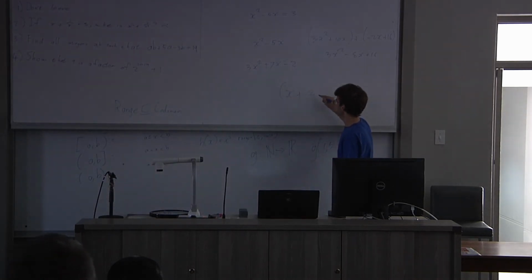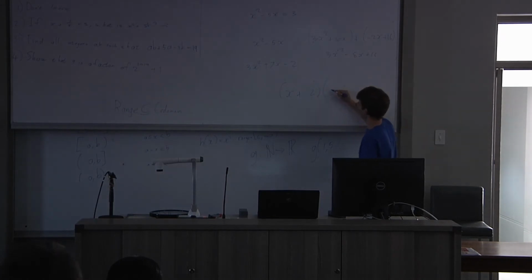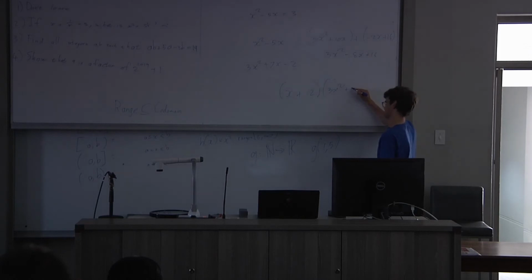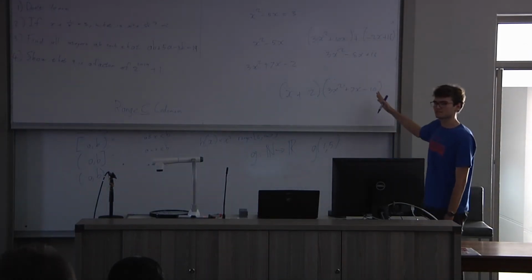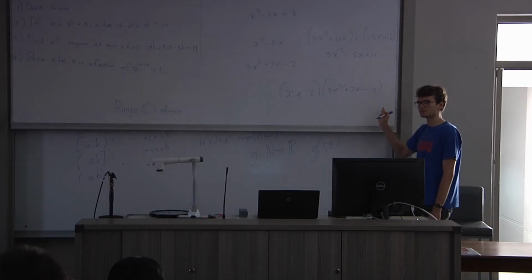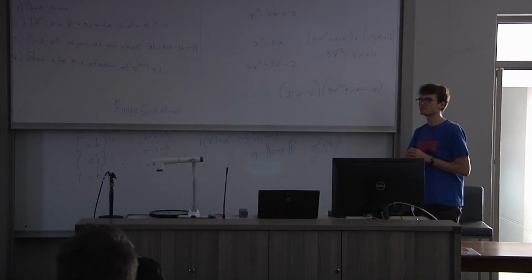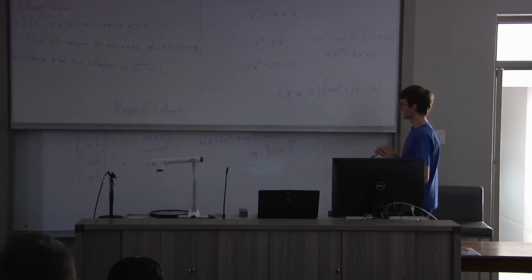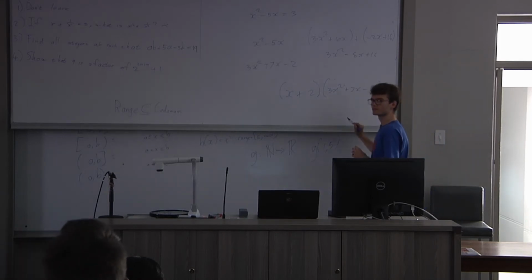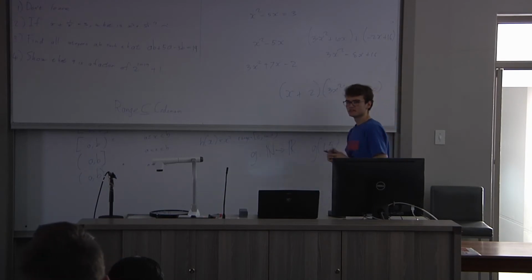If you have something like that, how would you do it? Yes? So you take all the numbers in the first bracket and you multiply them separately. You times the second bracket by x, and then you times the second bracket by 2 also, and you add it. Yeah.